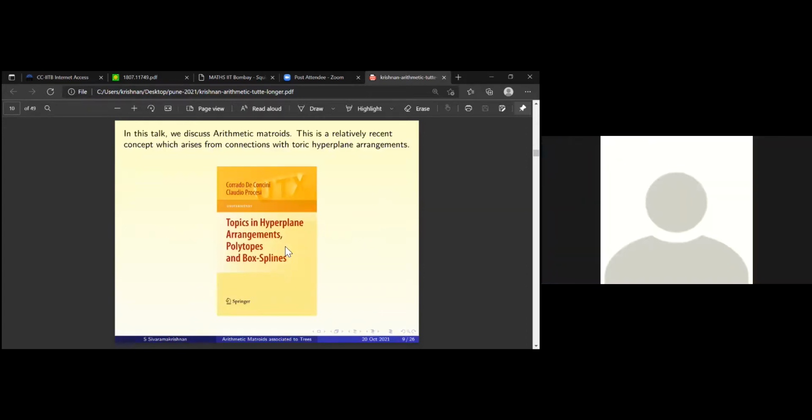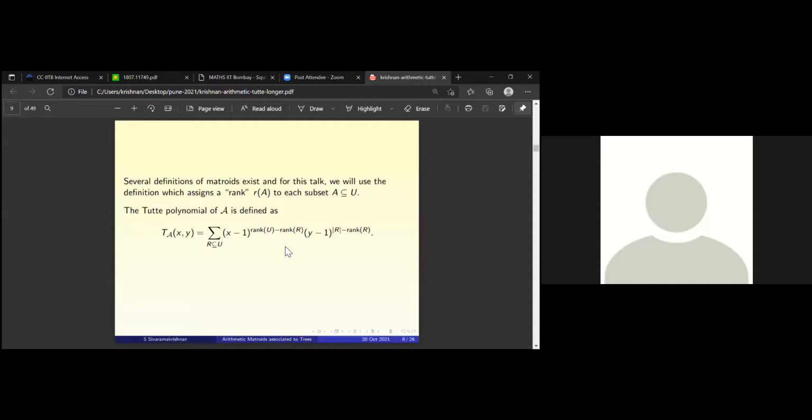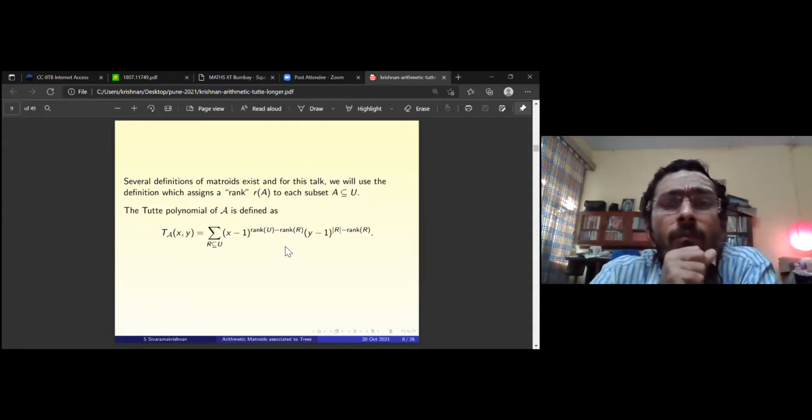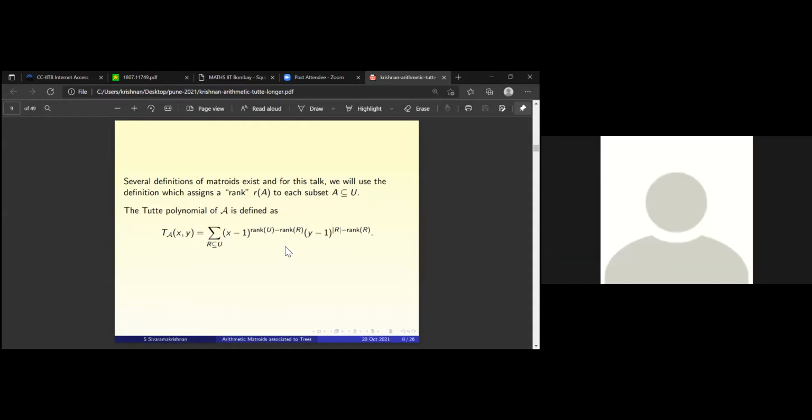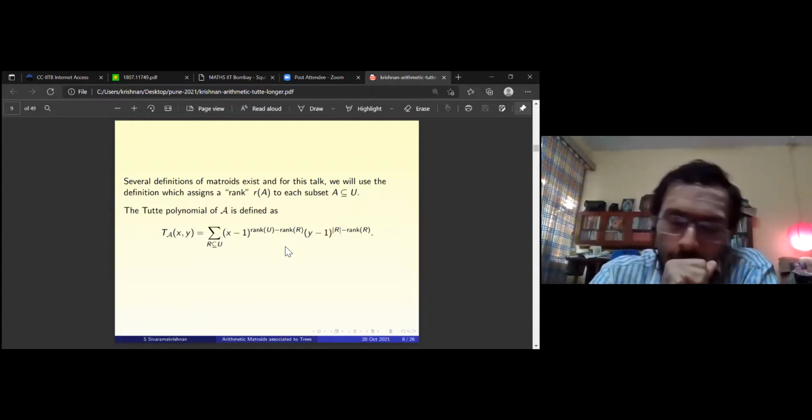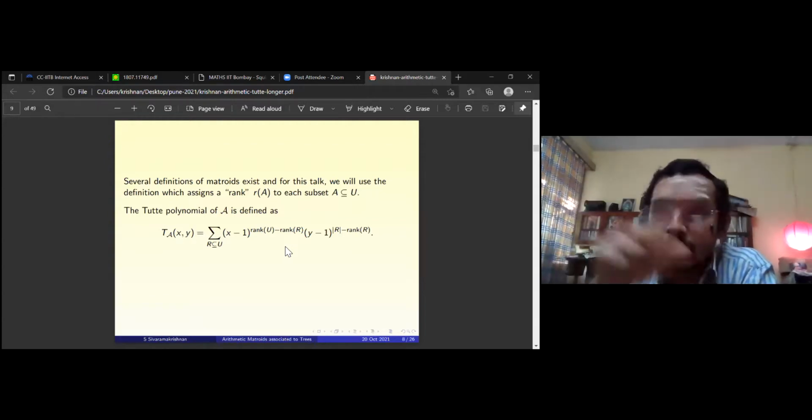Another question there. Sure. If you have very large sets U, finding the independent subsets should not be easy. Correct. Just like finding rank, no? See, rank of a matrix.